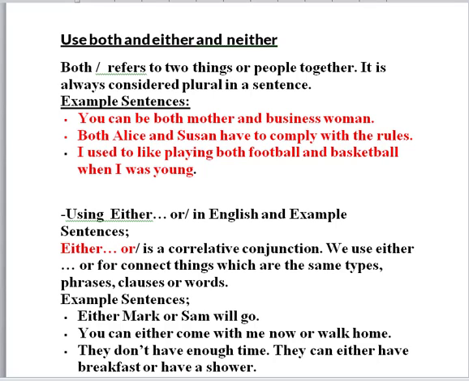In this lesson, we talk about both, either, and neither. Both refers to two things or people together. It's always considered plural in sentences.